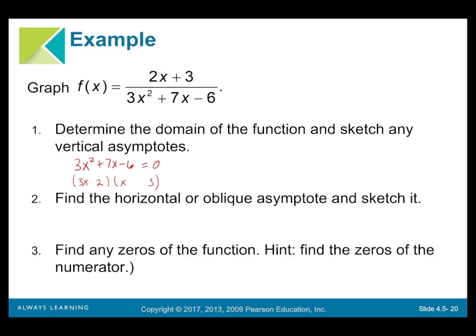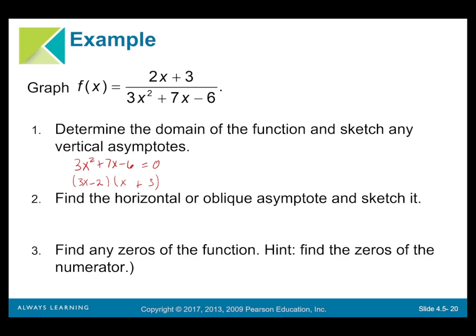Remember that you have to multiply these inners and outers in order to think about how I add to that middle number. Well, here, if I have a minus 2x and a plus 9x, that will give me a plus 7x overall. So that's our factored denominator.